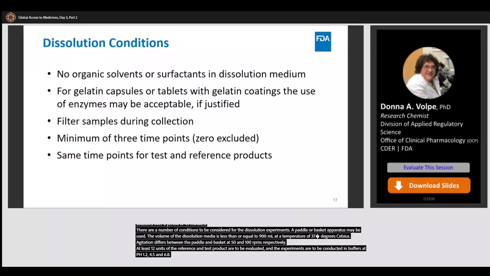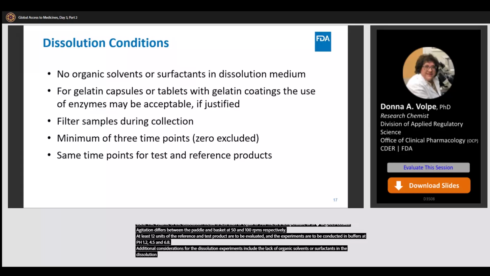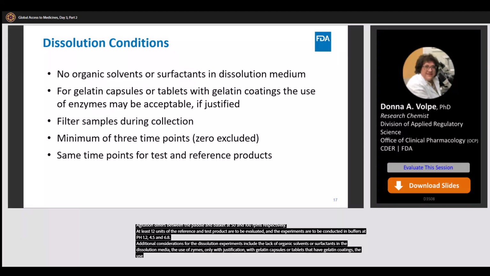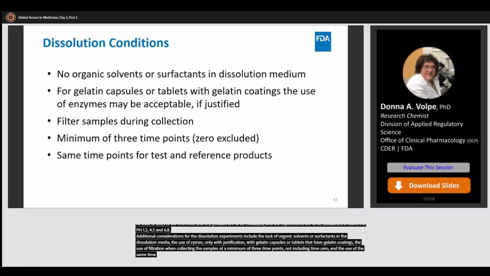Additional considerations for the dissolution experiments include the lack of organic solvents or surfactants in the dissolution medium, the use of enzymes only with justification, with gelatin capsules or tablets that have gelatin coatings, the use of filtration when collecting the samples at a minimum of 3 time points, not including time 0, and the use of the same time points for both the test and reference products.